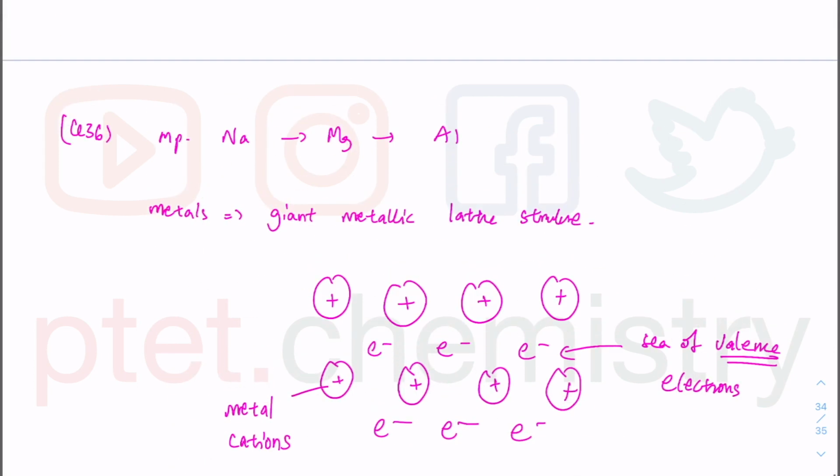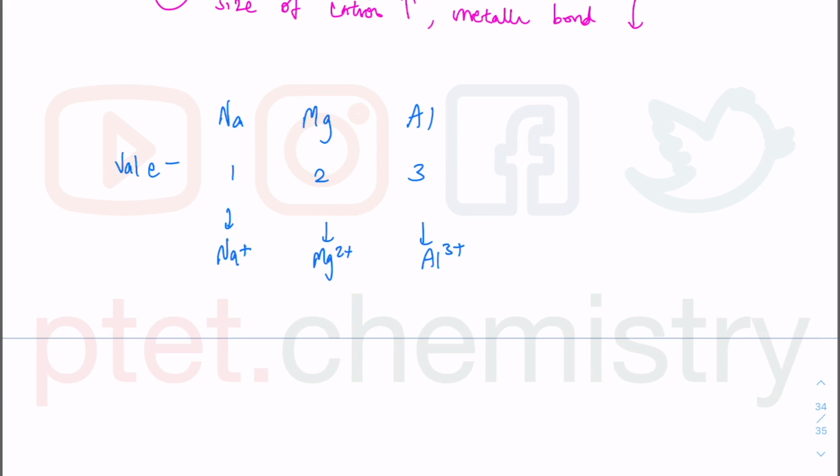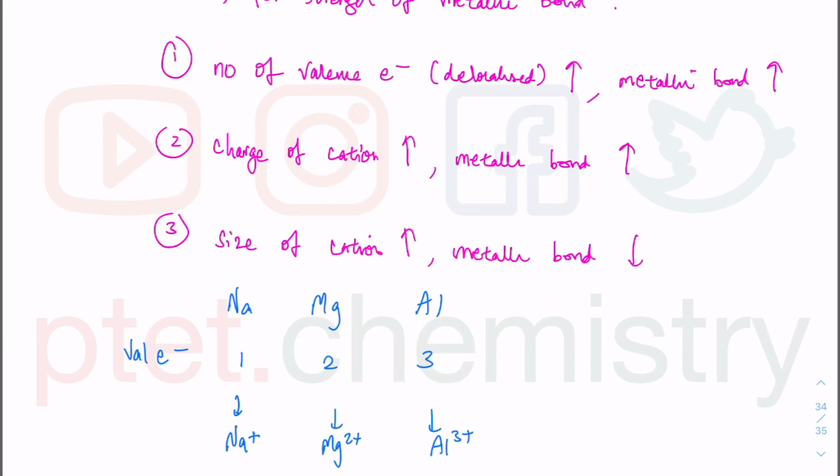Going back to sodium, magnesium, aluminium, we should be able to see a trend there from sodium to magnesium to aluminium. The number of valence electrons is 1, 2 and 3, and then you will get Na+, Mg2+, Al3+. If you think about the ionic radius, Na+ is bigger than Mg2+, which is bigger than Al3+. So if you spot all of these, you should be able to see factor number 1. This is factor number 1, not statement number 1, but I haven't really gone through the options yet.